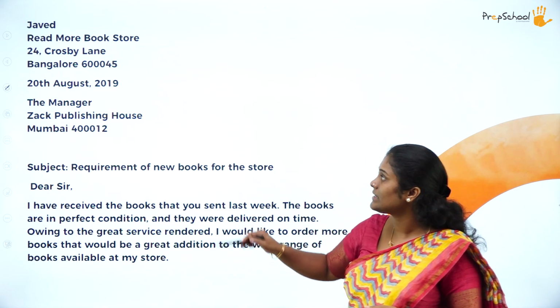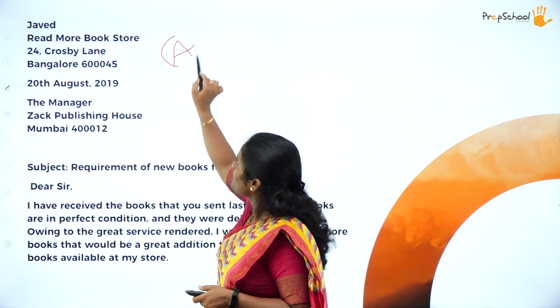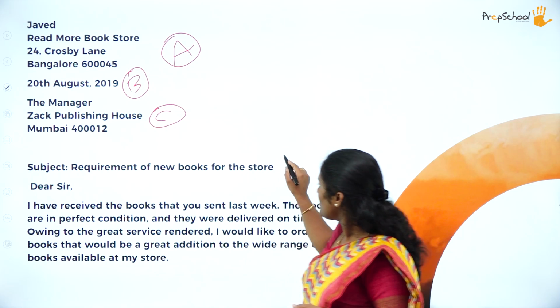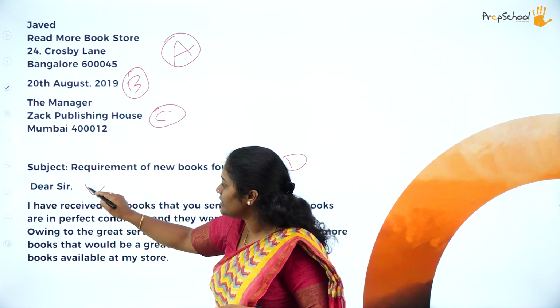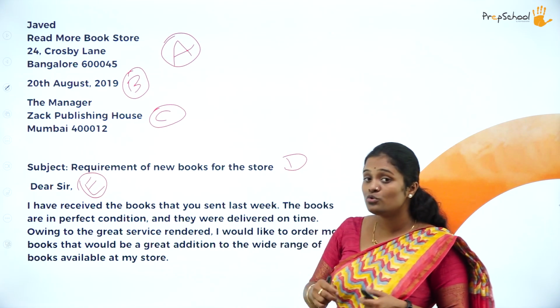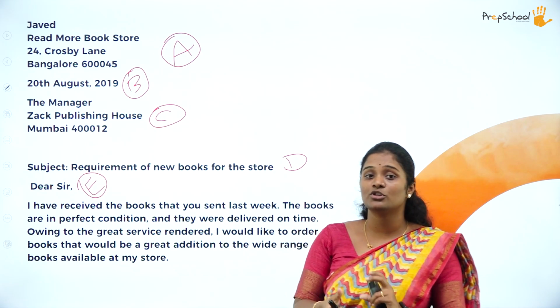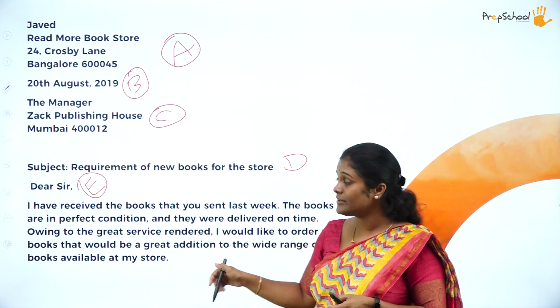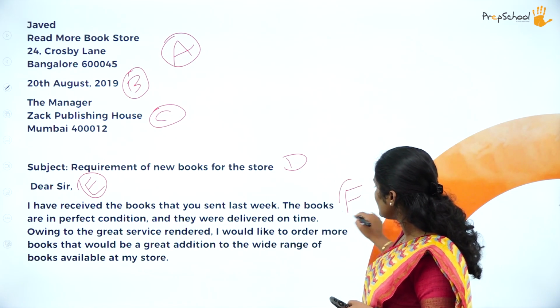Pretty similar format. A, the sender's address. B, date. C is the receiver's address. Subject. And dear sir. So you see dear sir because you're trying to establish a business with him. Hence, this only happens in case of the business letter. And F, you see the body of the letter.